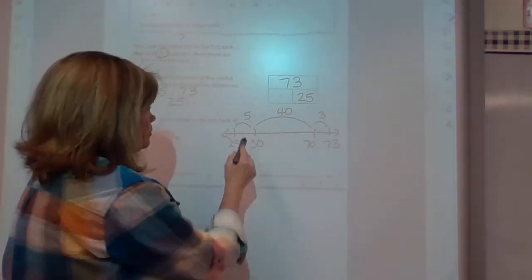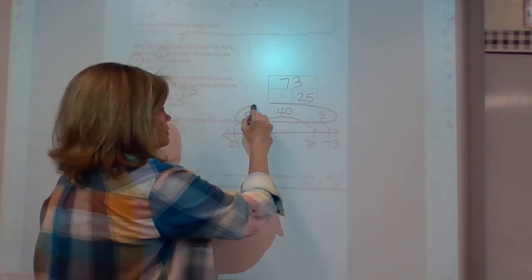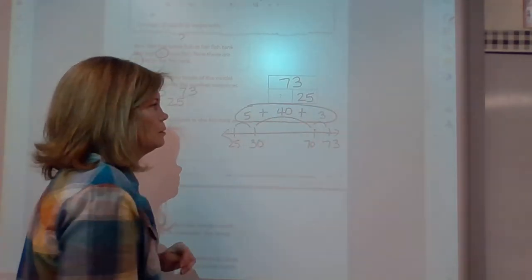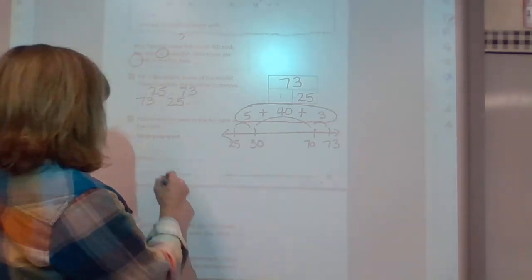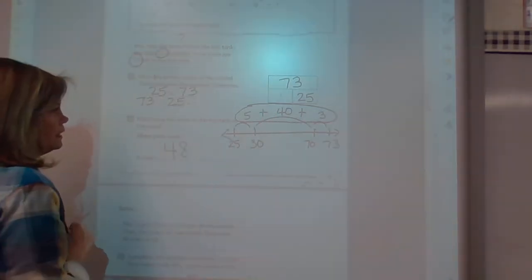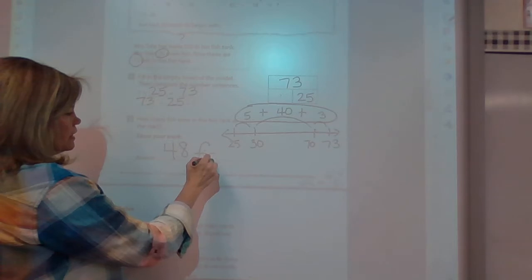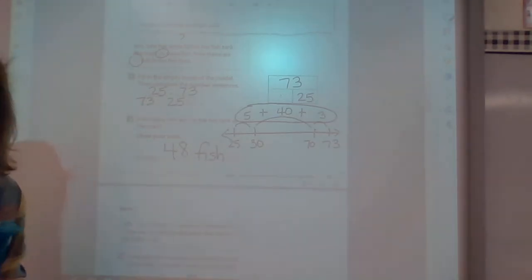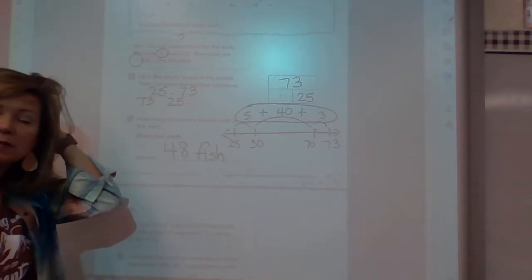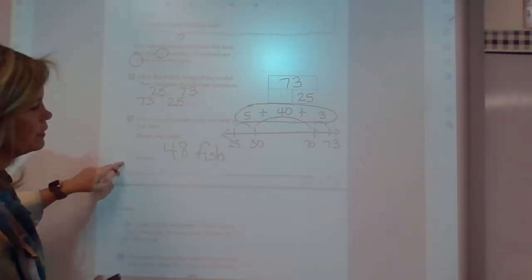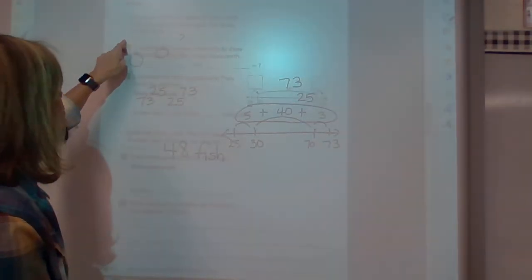Okay? Here's the important part. These numbers here at the top, we're going to put them together. Well, 5 plus 3 is 8. And 8 plus 40 makes 48. 48 fish were in her tank in the beginning. Okay? All right. Just pause it if you need more time, but let's take a look at our next page.